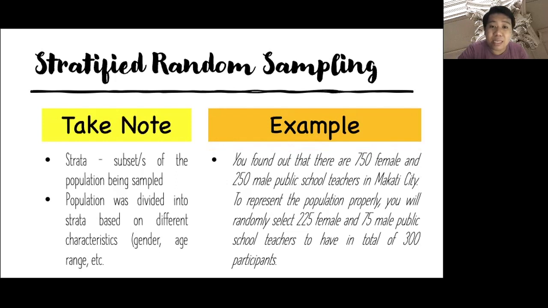Kasi kung mapapansin nyo po, para mabigyan din ng equal chance yung lahat ng participants. Mas madami kasi sa population ang female kaysa sa male. Kaya dapat para ma-represent natin ng maayos, ng tama yung population, kapag pipili tayo ng sample or participant, dapat ganun din yung ratio. Okay? So kaya kung mapapansin nyo, 75% ng population ay female and 25% ng population ay male. Kaya sa sample, 75% din ang female at 25% din ang male.